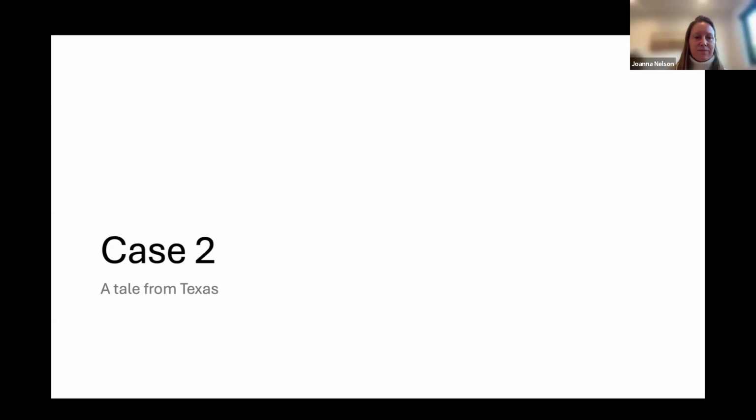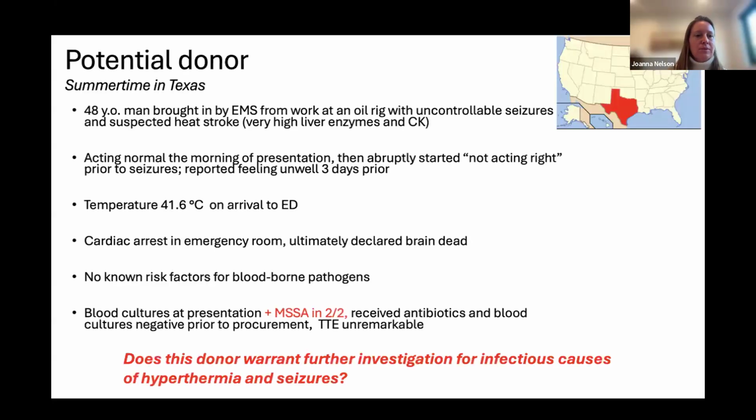Thanks, Dr. Collis. So I'll talk about case 2, a tale from Texas. The setting is summertime in Texas, and our potential donor is a 48-year-old male brought in by EMS from work at an oil rig with uncontrollable seizures and suspected heat stroke. At this time, he has very high liver enzymes and CK. He was acting normal the morning of presentation and then abruptly started not acting right prior to his seizures, reported feeling unwell 3 days prior.